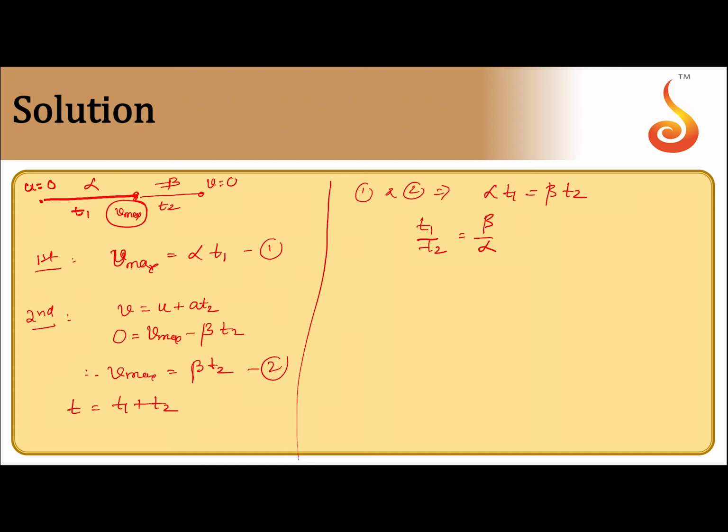So, now we can eliminate t1 and t2 from equation 1 and 2 and we can get V max is equal to alpha beta divided by alpha plus beta into t, alpha beta by alpha plus beta into t.